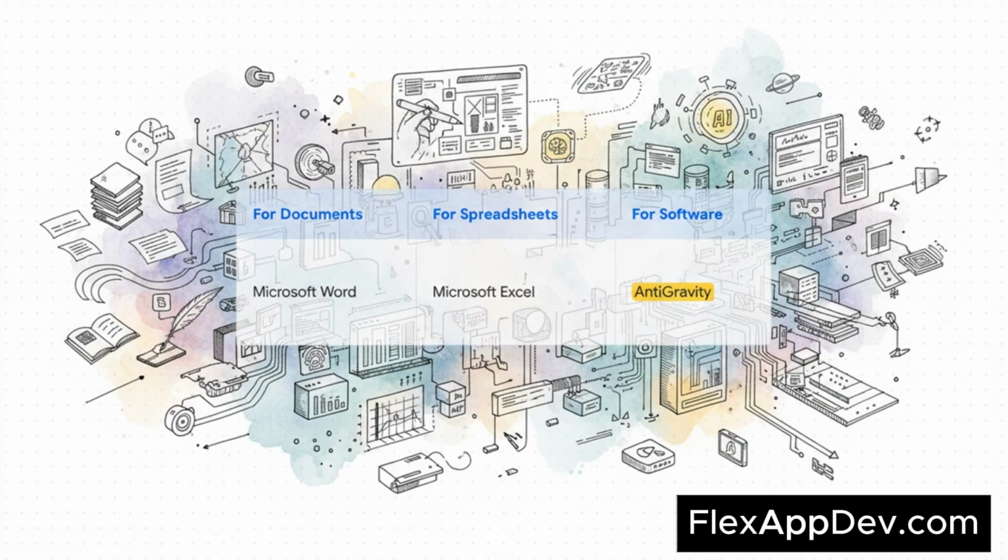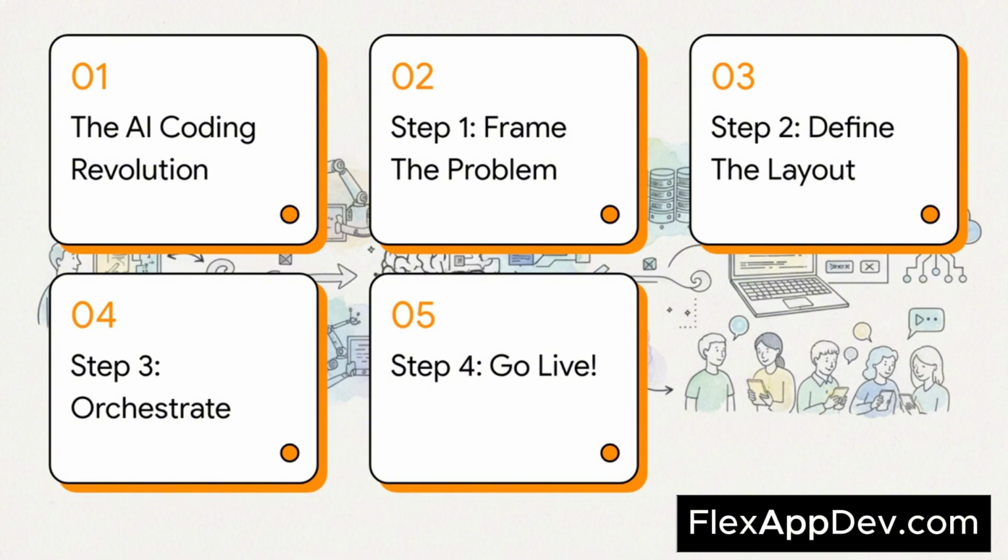To really get what's going on here, think about it like this. You use Microsoft Word for documents. You use Excel for spreadsheets. Well, you use Antigravity for building entire software applications. It's a whole different league. So here's the game plan. We're going to walk through a simple 4-step framework. We'll start with the AI revolution that's making this all possible. Then we'll hit step 1, framing the problem. Step 2, laying it all out. Step 3, orchestrating the actual build. And the best part, step 4, going live.